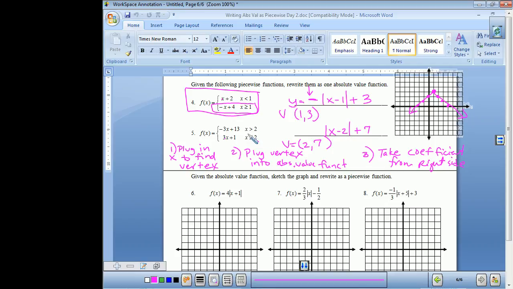Alright, so let's look at this. This is less than, so that would have to be left. This is greater than, so this is the right side. What is the coefficient? -3.